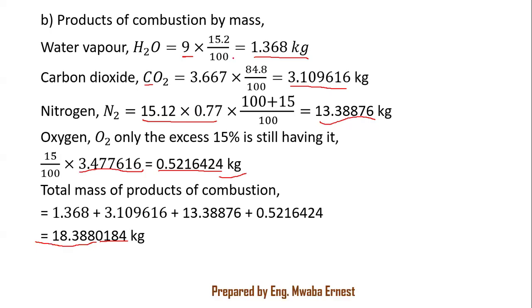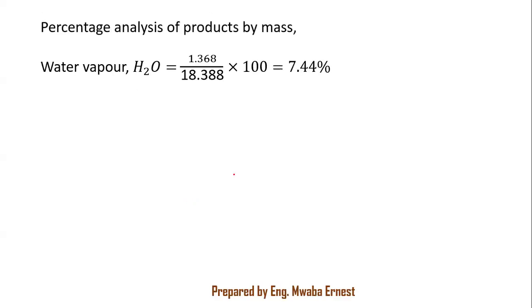Now let's express each of these as a percentage of the total mass of the products. So we'll start with water vapor. So we'll take this, divide by the total, times 100. Carbon dioxide, we'll take the answer we have here, which is 3.109616, divide by the 18, also multiply by the 100. We do the same for this. We do the same also for oxygen. Starting with water vapor, like I said, 1.368 divided by 18.388 times 100. I get my percentage and I'm safe now, I'm home.